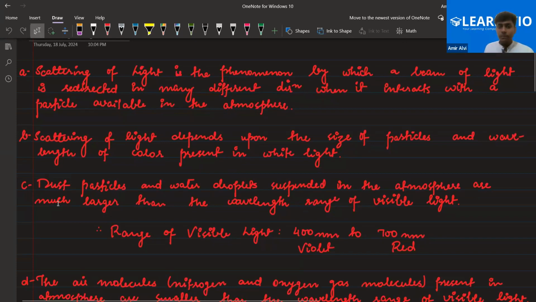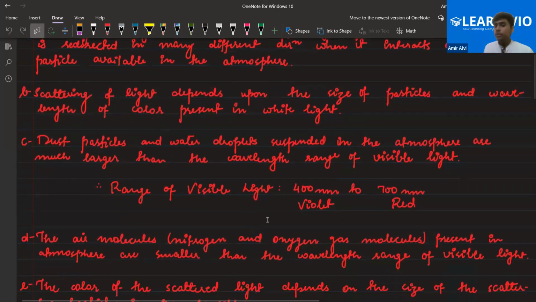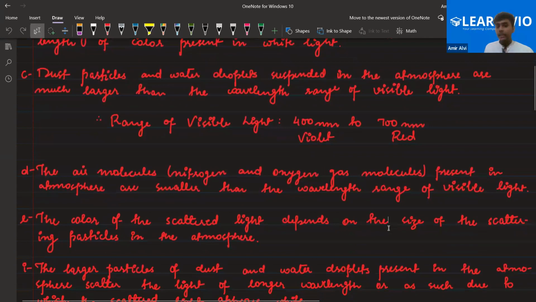Okay. So dust particles and water particles suspended in the atmosphere are much larger than the wavelength of visible light. Okay, clear? The air molecules, nitrogen gas present in the atmosphere, are smaller than the wavelength of the range of visible light. So that's why they scatter the smaller wavelength light.